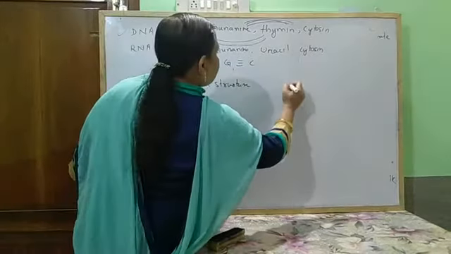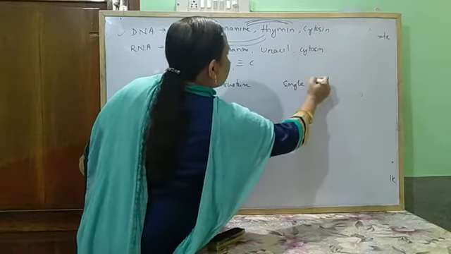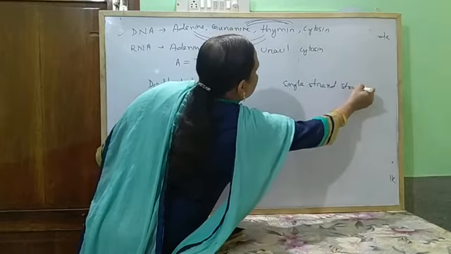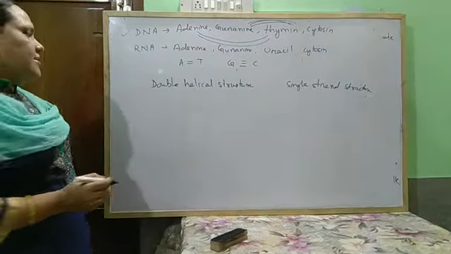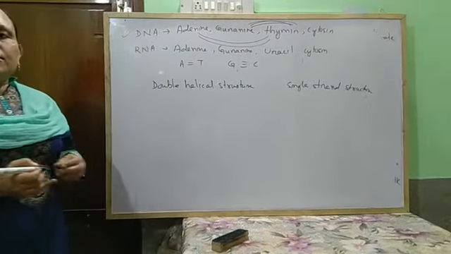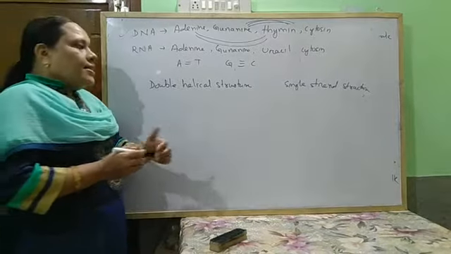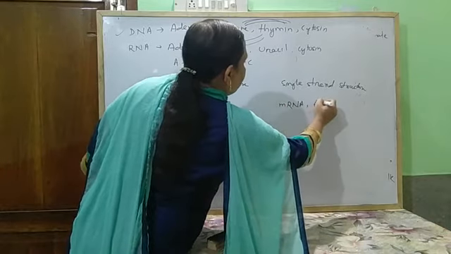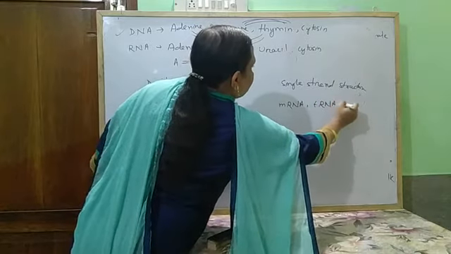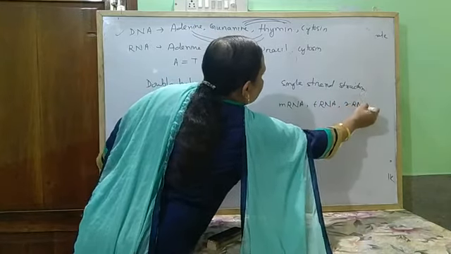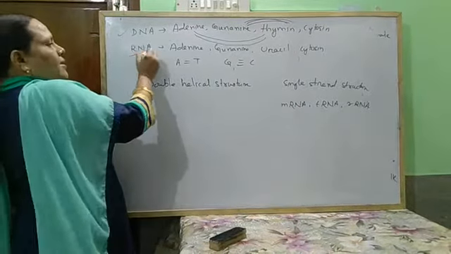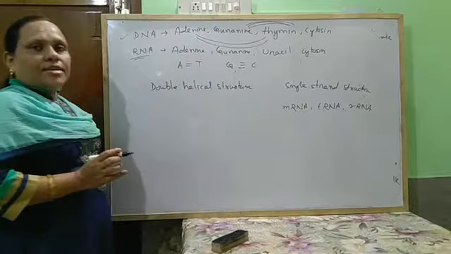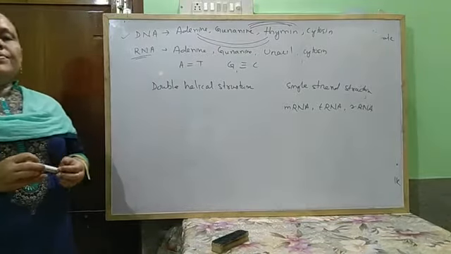RNA exists as a single strand structure. RNA is again classified into three types: mRNA, messenger RNA, tRNA, transfer RNA, and rRNA. But DNA is of only one type, having only a double helical structure.